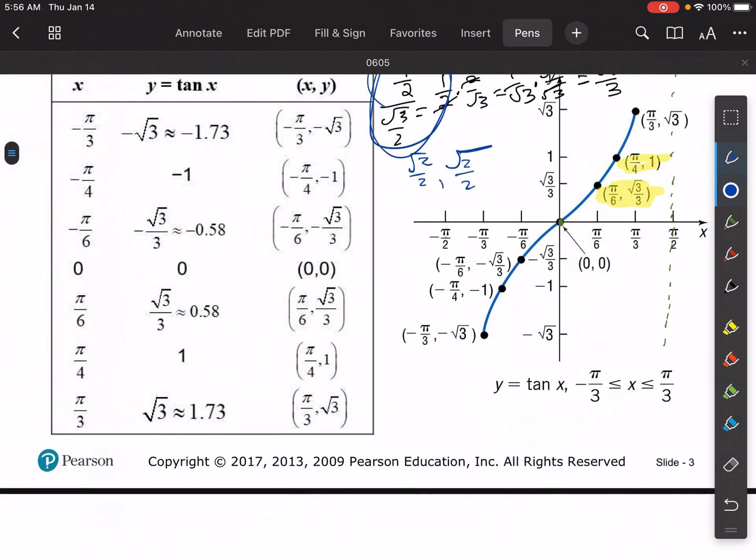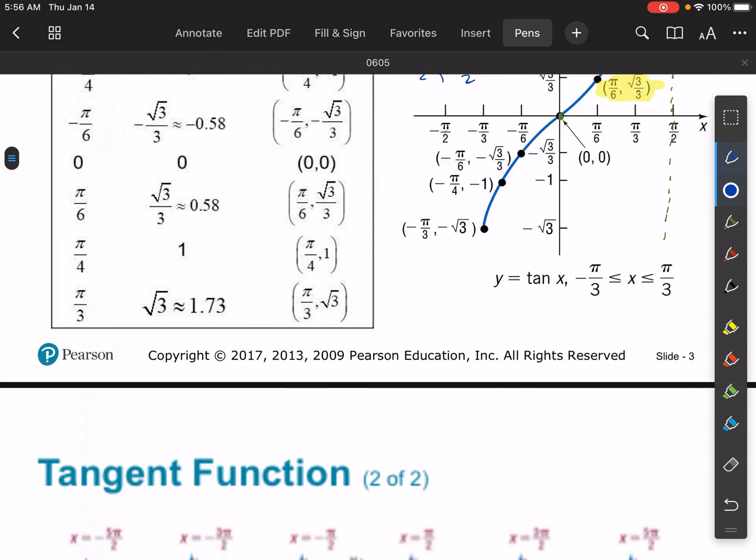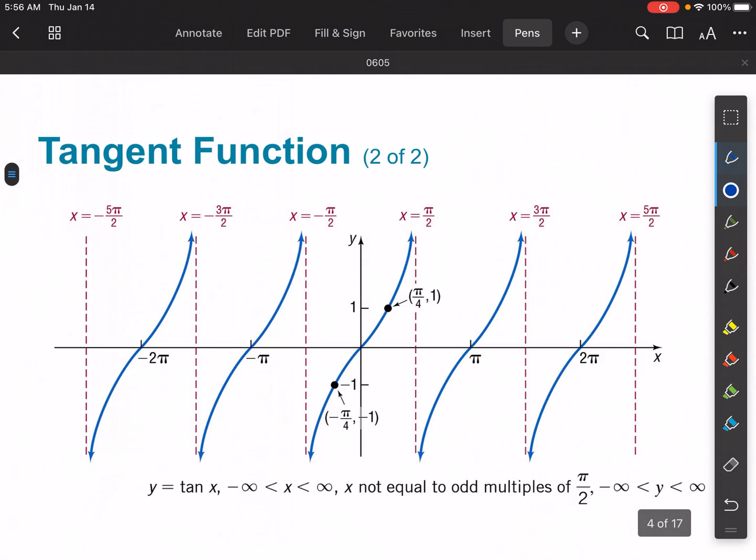Okay, so this kind of gives you the key points for the tangent function. You can play with that a little bit. And then they show you what the tangent function looks like if you just expand it out, right? So notice that we have it going through 0, then through pi, through 2 pi, and then negative 2 pi. It's kind of like where it all centers. Okay, that's the parent function for tangent.